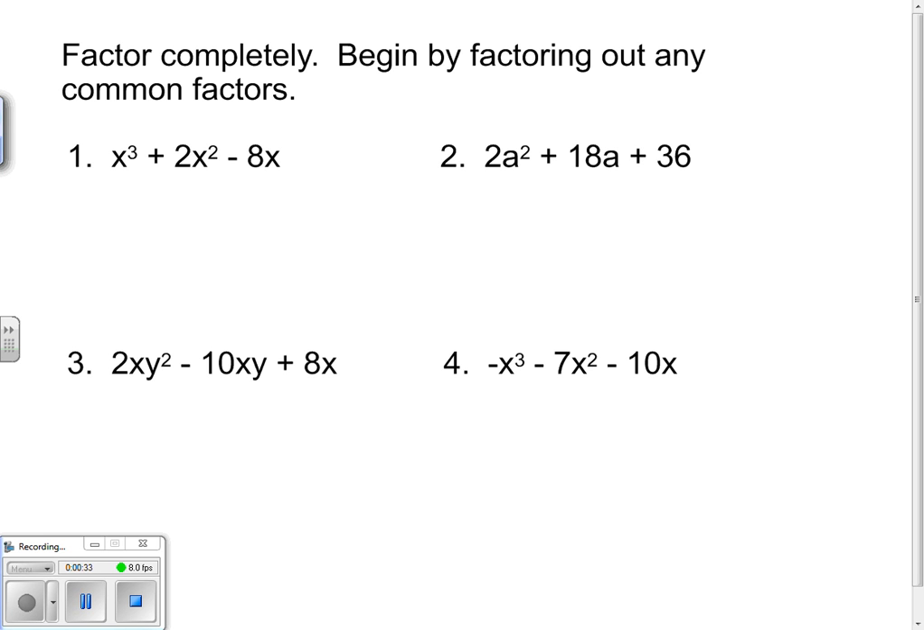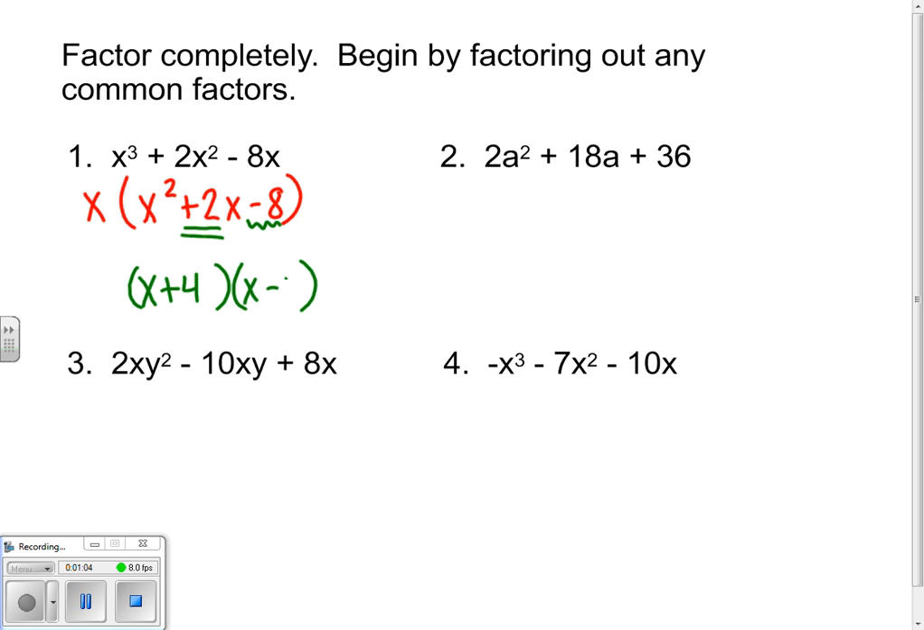So if you take a look at number 1, the GCF between an x cubed, a 2x squared, and the negative 8x is an x. And when I take that out, I'm left with an x squared plus 2x minus 8. So the tricky part about this lesson is that what's left in parentheses, that x squared plus 2x minus 8, can be factored further. So I'm looking for two numbers that multiply to negative 8 and add to 2. Two numbers that multiply to negative 8 and add to 2 are x plus 4, x minus 2.